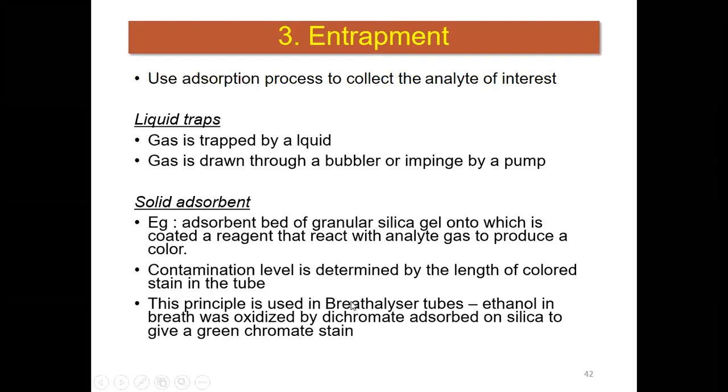And we discussed this principle earlier in the earlier example also. This principle is used in breathalyzer tubes. What is happening there? Ethanol in breath, because when we drink some ethanol, our breath contains some ethanol vapors. Then the ethanol will be oxidized by dichromate. There, the silica gel has been coated with dichromate. This ethanol will react with the dichromate, because initially the dichromate has an orange color. Because of the reaction with the ethanol, it will form chromate. When it forms chromate, it gives a green color. Therefore, the color will change from orange to green. Then it gives an indication, okay, this person has drunk some ethanol. So that's an example of entrapment also.